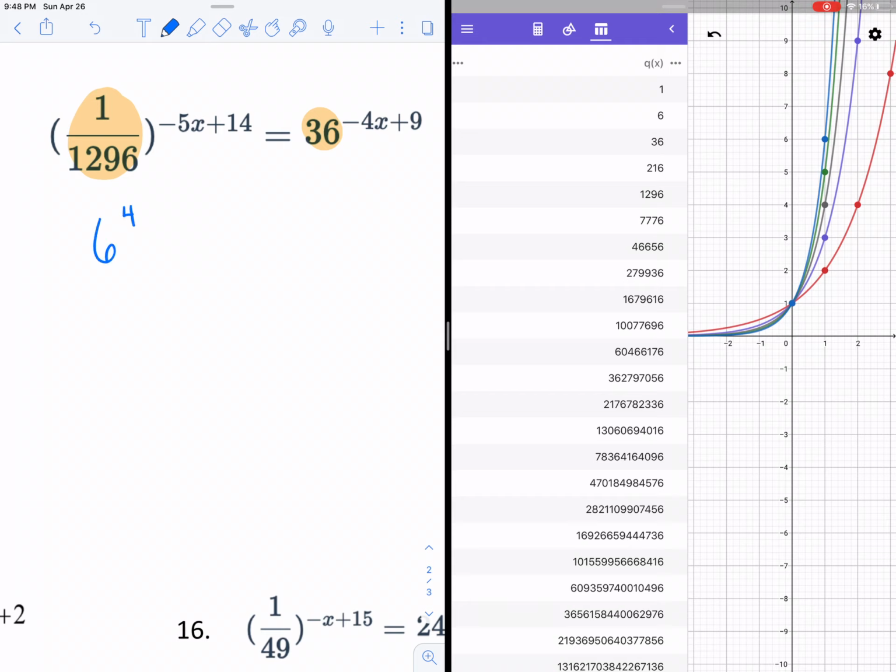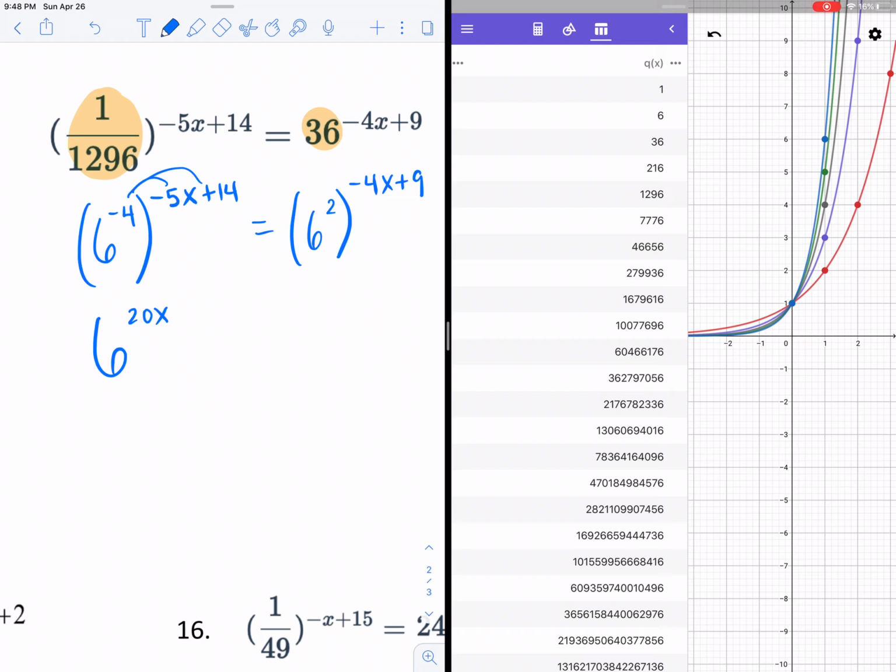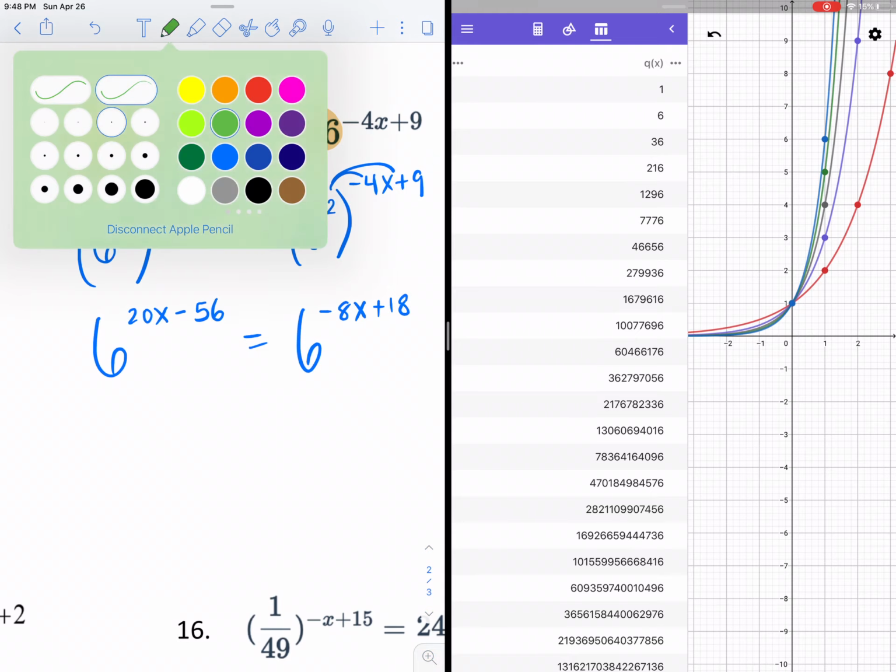And then negative 5x plus 14 comes down. Equals the 36 is 6 squared. And then I'm going to bring down the negative 4x plus 9. So again, I'm going to multiply the inside and outside powers. I'm going to get 20x minus 56 equals 6. Distribute the 2 here. Multiply the inside and outside powers. Negative 8x plus 18. I'm going to drop the bases.